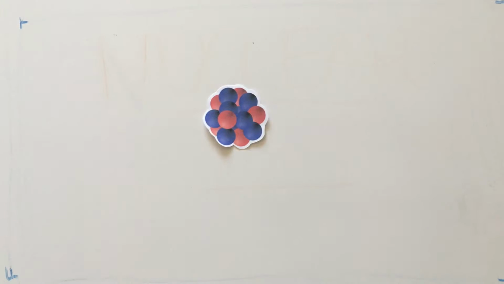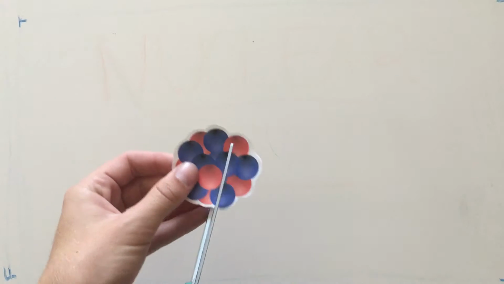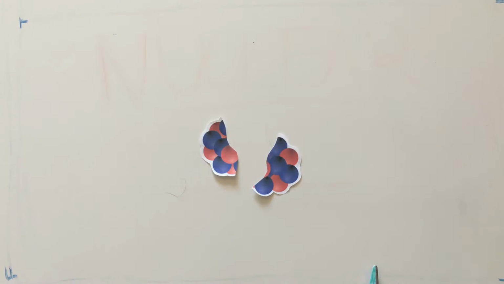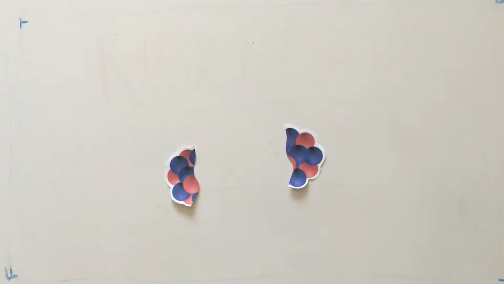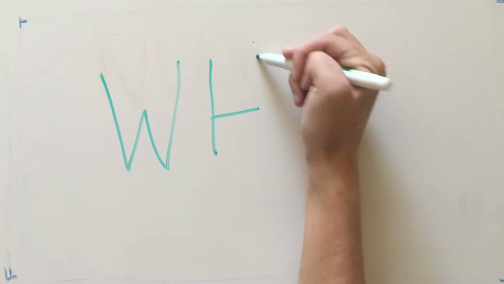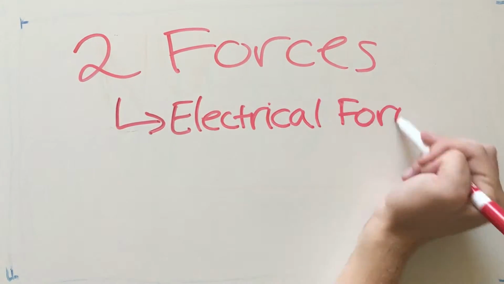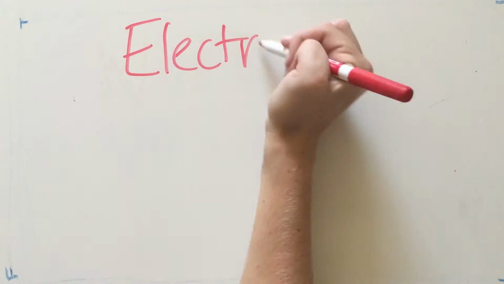Most atoms we encounter have stable nuclei, or in other words, are not radioactive. This is a good thing, because radioactive atoms can have very serious and harmful effects. You might ask yourself, why are some atoms stable and some are not? This all lies in two different forces. The first is the electrical force, and the second is the strong nuclear force.